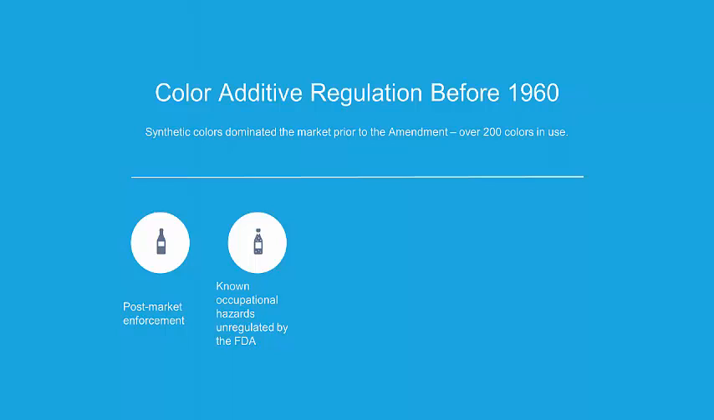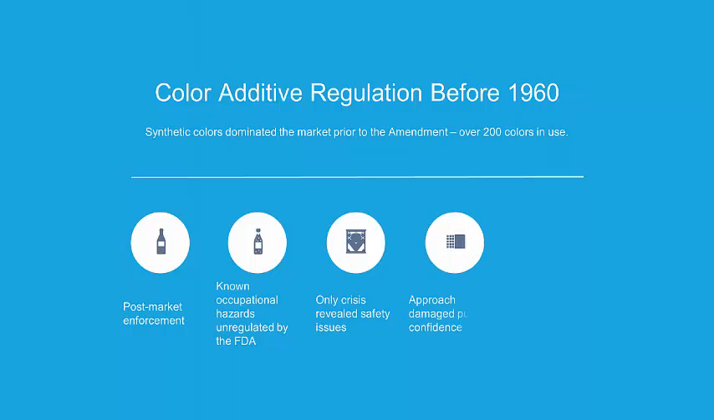You could go in and other agencies like OSHA, the Occupational Safety and Health Administration, would come in and they would know that the workers who had worked with these color additives would have rashes on their hands. But there was no ability to share that information with the FDA, and there was no ability for the FDA to do anything about that unless a consumer became ill from that color additive. And so it was all post-market enforcement, and it was all reactive, only reactive to crisis, and only in crisis did they really learn what color additives were on the market and what those color additives consisted of.